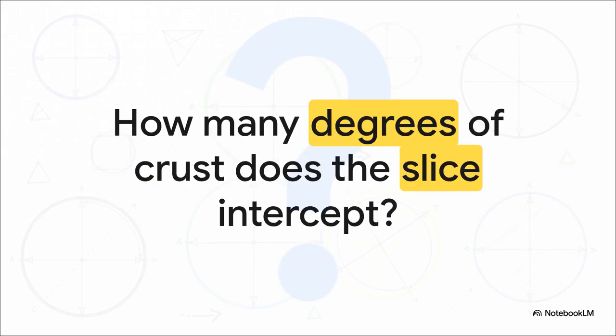Which brings us to our final challenge for you. Imagine you want a delicious pizza slice created by an inscribed angle of exactly 45 degrees. Based on the rules we learned today, how many total degrees of that 360-degree outer crust will your slice intercept? Think about how to apply our rule in reverse. I'll leave you to ponder that tasty math problem.